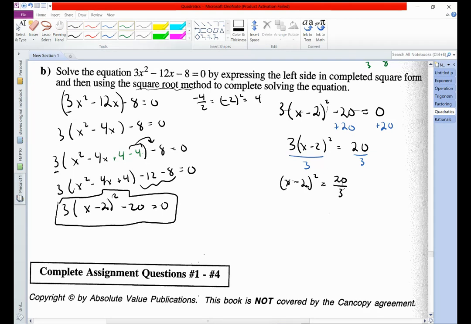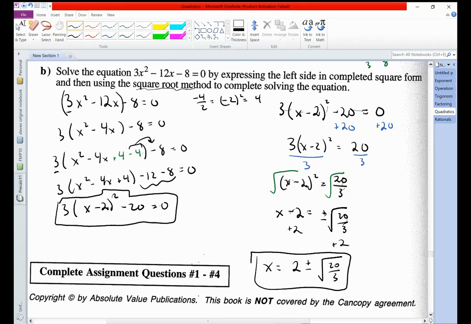Square root both sides. So now we have x minus 2 is equal to plus or minus the root of 20 over 3. And then we're going to add 2 to both sides, so that our final answer is x is equal to 2 plus or minus the root of 20 over 3.